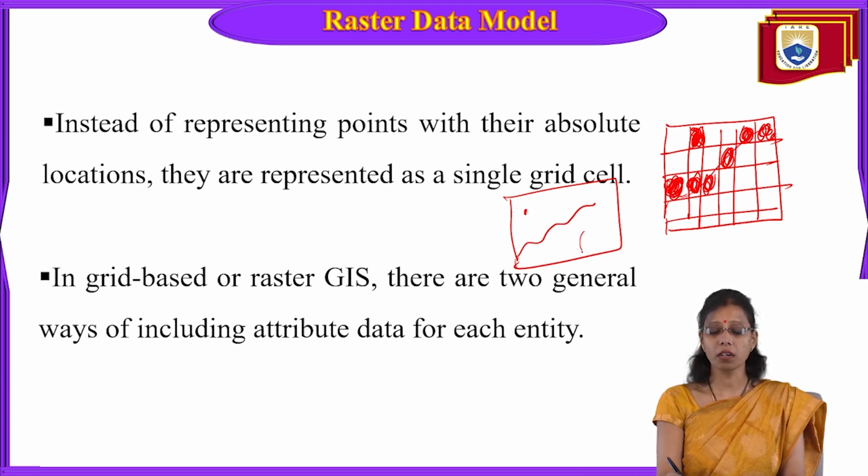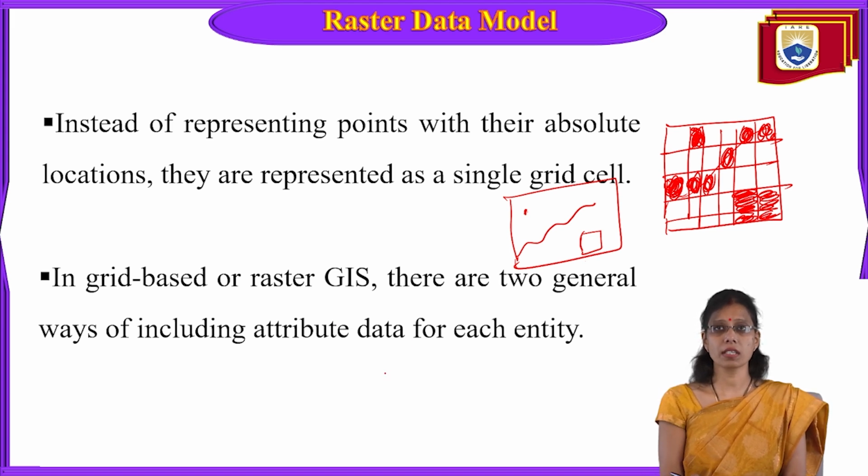If it is a polygon, if I draw a square polygon, with a line we can see it here, but if you want to represent it in the raster, it will cover 4 grid cells. Like this it is represented.